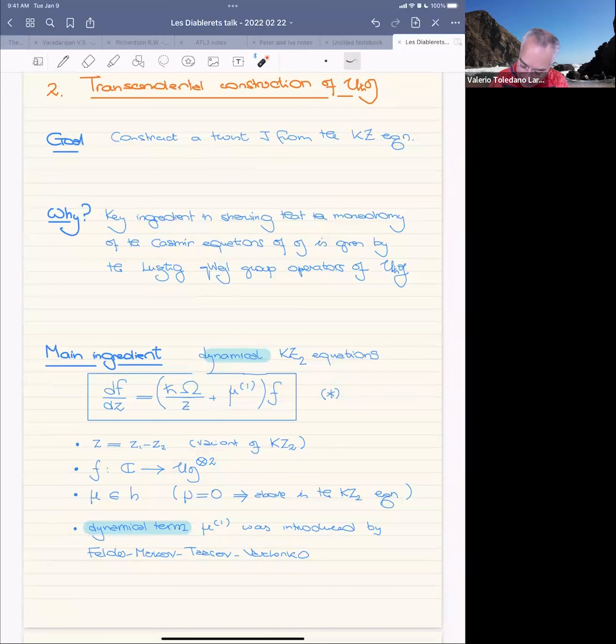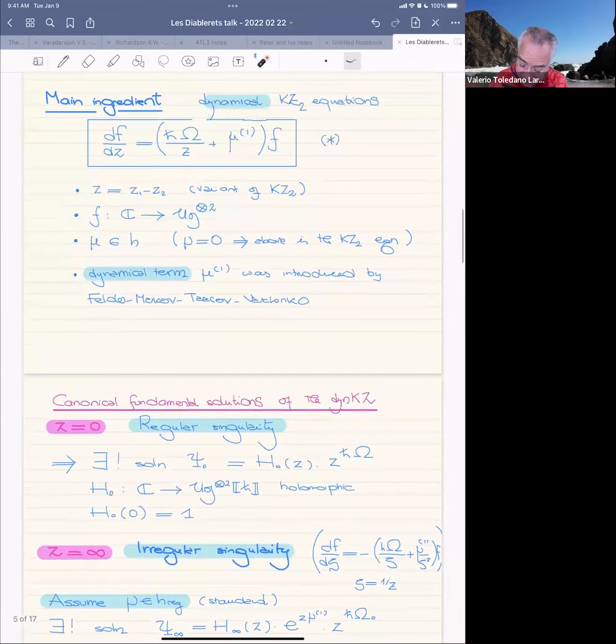I have to say that I have some idea why Giovanni and collaborators introduced this dynamical term, but it took me a very long time to understand what it was good for. But it turns out it's extremely useful, as I'm going to explain next.